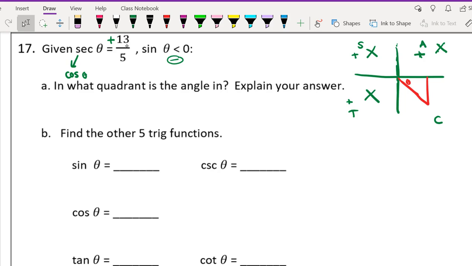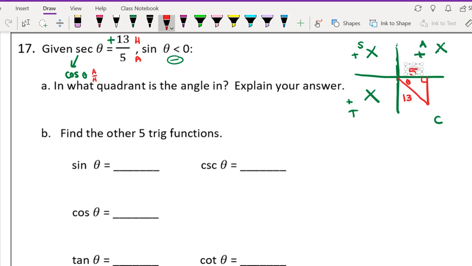Secant is the reciprocal of cosine. Cosine is adjacent over hypotenuse, which means that this is the hypotenuse over the adjacent. So the adjacent side is 5, and the hypotenuse is 13. Okay, and here's my 90-degree angle.